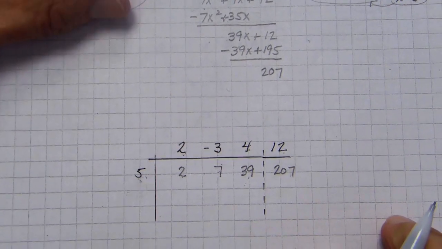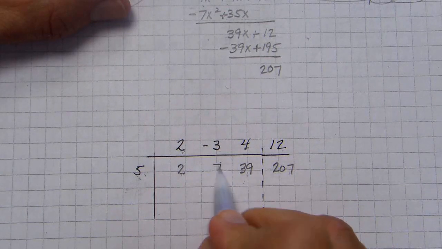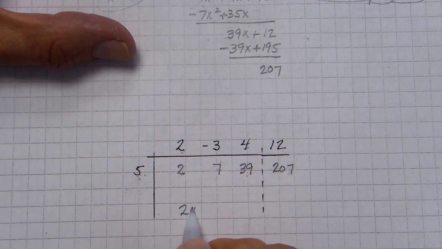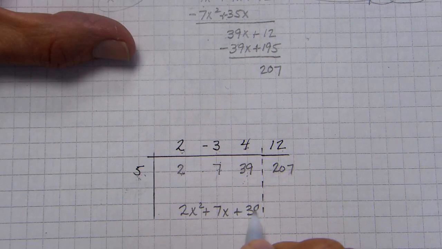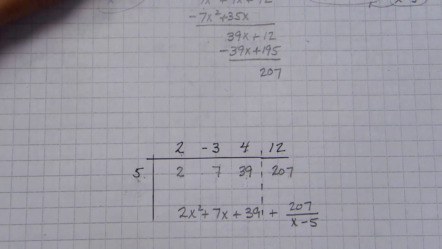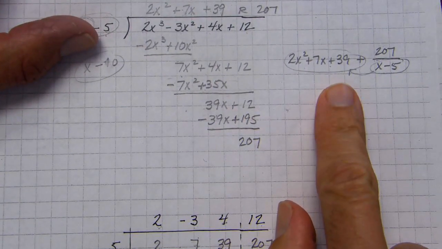If I wanted to read this, I would say, this is my constant, this is x to the first, this is x to the second. So the quotient is 2x squared plus 7x plus 39. And then the remaining part is 207 over x minus 5, although I was doing it symbolically or synthetically. And you'll notice this is the exact same answer that we got right here.